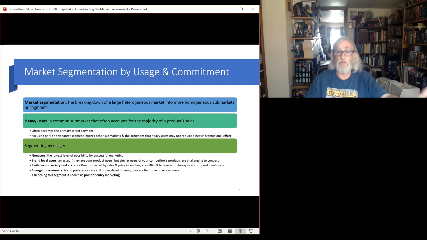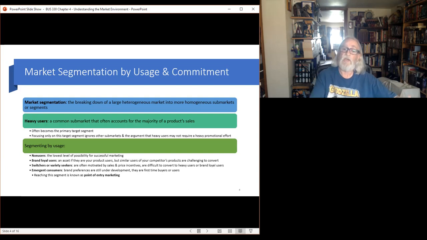So we also have switchers or variety seekers, as you can see here. These consumers are a little different. They're motivated by sales and special offers, price incentives of all types. They are difficult to convert to that category of heavy users, for instance, simply because they're always looking for a sale. They're always looking for a better deal. And so they are going to shop around. And so they may be resistant to building really strong brand loyalty with any particular product, just depending on who they are and so forth, because we're going to see that individual differences do matter when we're trying to understand consumers.